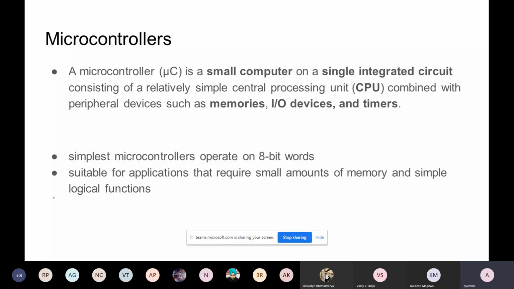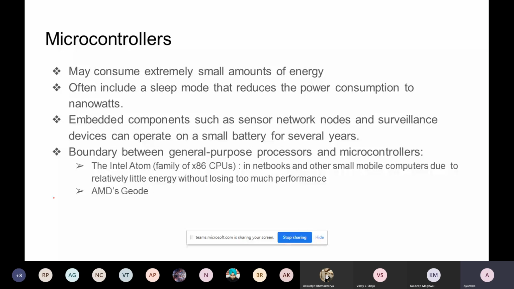The simplest microcontrollers, we sometimes use in our lab for experimental setups also. Those are 8-bit words. And since they are small in every aspect, we understand that they consume a small amount of energy. So they are used in sensor network nodes and surveillance systems, where applications with small energy budgets are developed. Now this is quite a common thing.